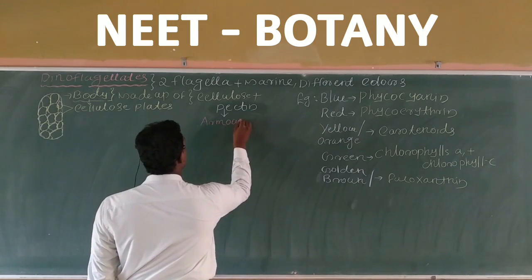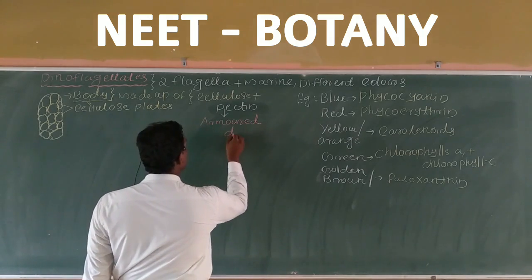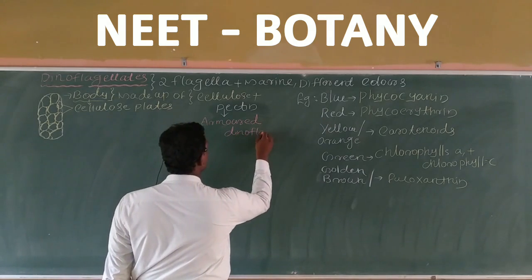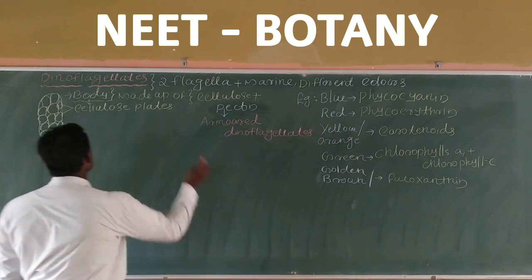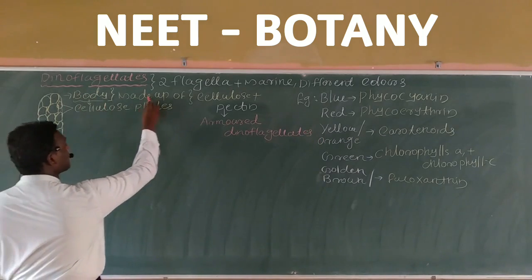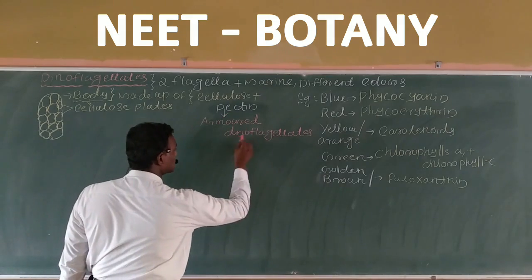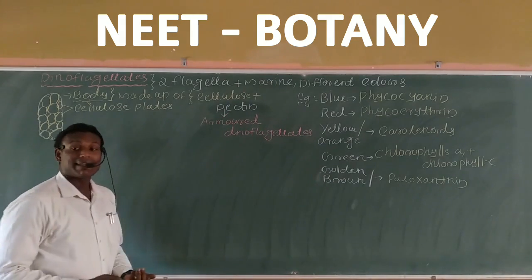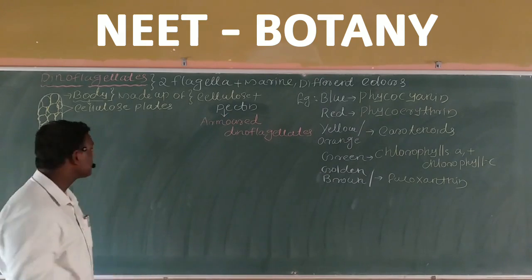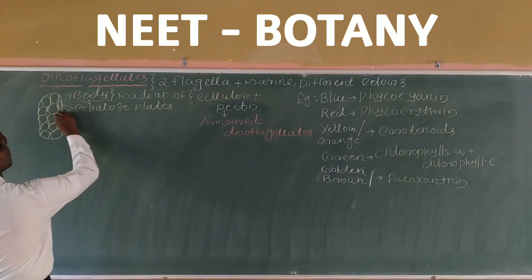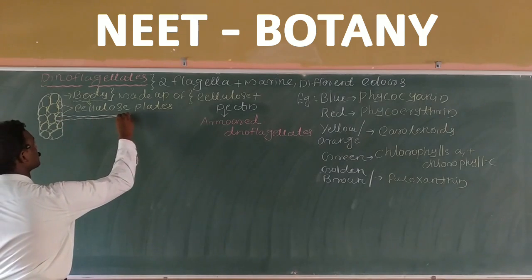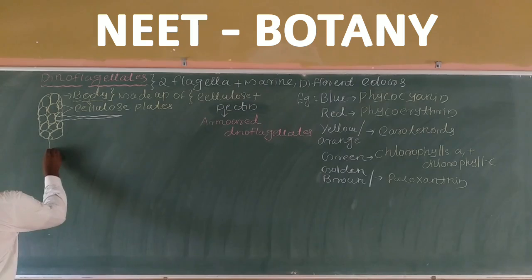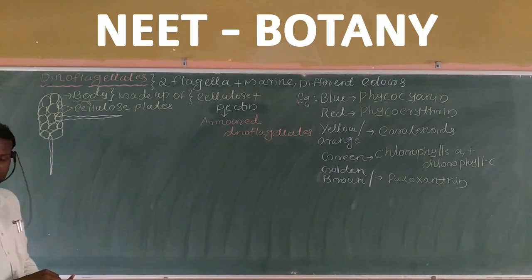Armored dinoflagellates. The body has a cellulose plate, made up of cellulose and pectin, so it is also known as armored dinoflagellates. Again, you have to note one point: two types of flagella are present.